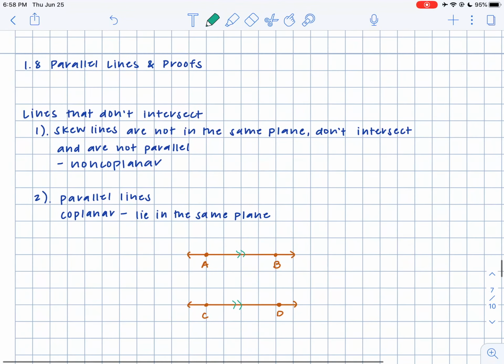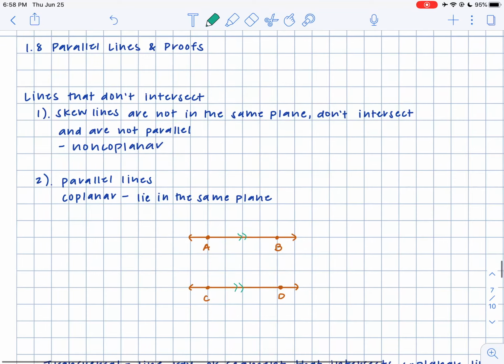Now, how would you represent that in writing? Well, you would say line AB and 2 straight lines and line CD. So this states that line AB is parallel to line CD. One way to remember this is that parallel has 2 L's, and these look like 2 L's, and they also look like a pair of parallel lines. Okay? Now, in 1.8, we're going to focus on parallel lines.